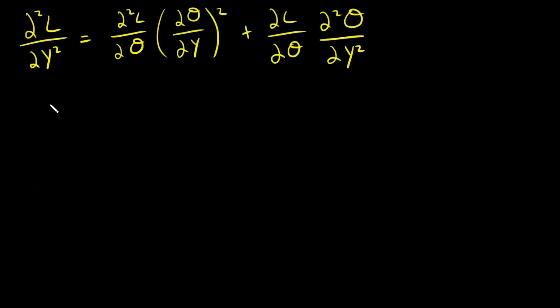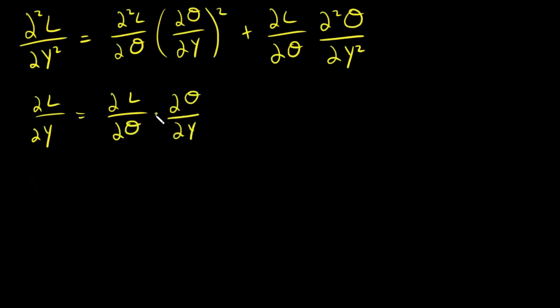Okay, so first thing, let me go ahead and show the first derivative with respect to y. This can be written as dl d theta, d theta dy. Okay, so that's our chain rule. All right. So that one's easy. You're like, okay, great. I can see how I get from here to here. Maybe you do. I need to go ahead and do the second derivative.